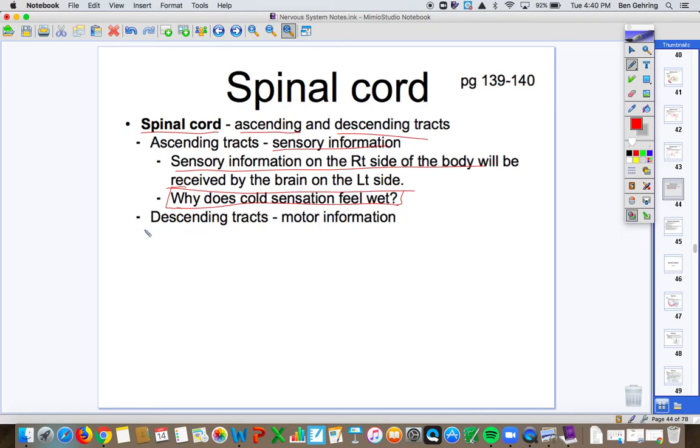And the last one's descending track. So ascending goes up, descending comes down. These are motor information. These are the controls. Your brain is sending information down, saying, hey, you need to do this, move in this way.